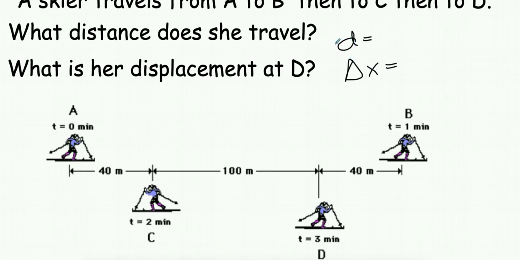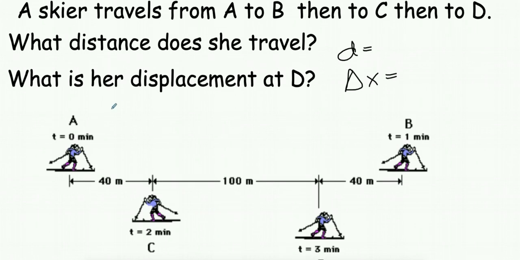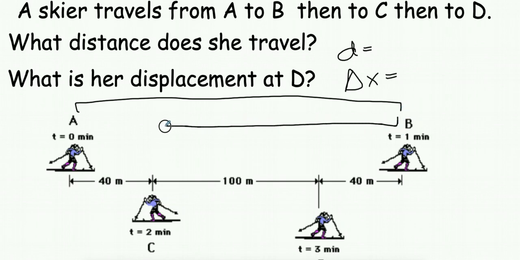Okay, so let's look at distance first. So what distance does she travel? So this skier goes from A to B, then B to C, then C to D. So let's write out these different distances that we traveled. And right here is our scale to find the distances. So we went 40, 140, so that's total 180. So my first one is 180 meters.